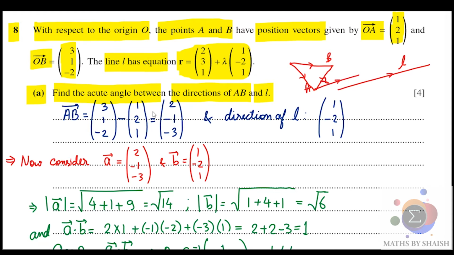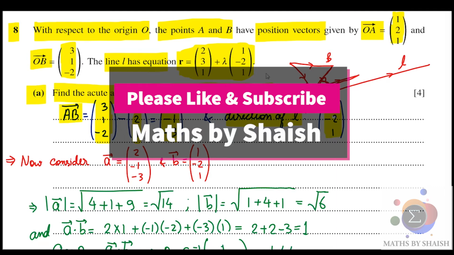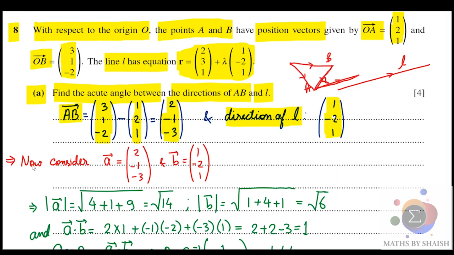So what we are going to do is, first of all, we'll find AB, and this of course we have from the line. So AB is B minus A. So (1, -2, 1)... we got (2, -1, -3), and the direction of L is (1, -2, 1). So we need to find the acute angle between them. We can consider the vector AB as A and the direction vector as B.